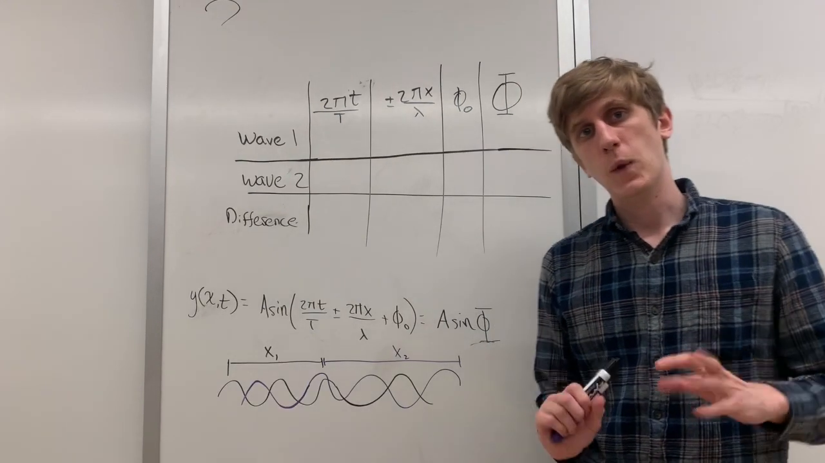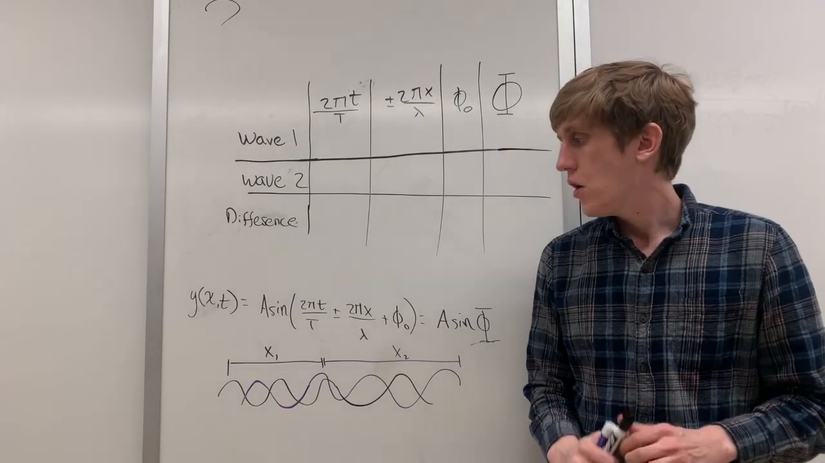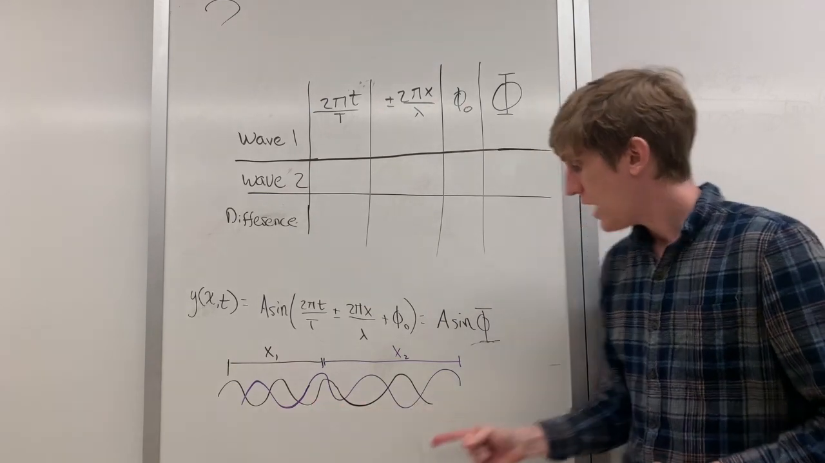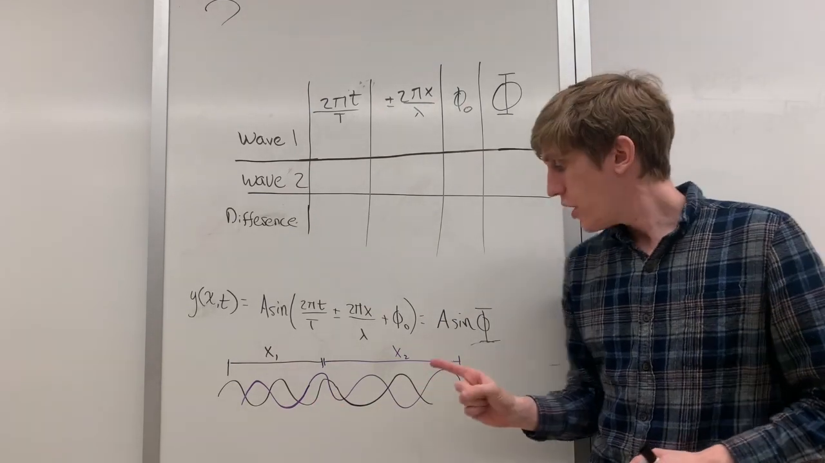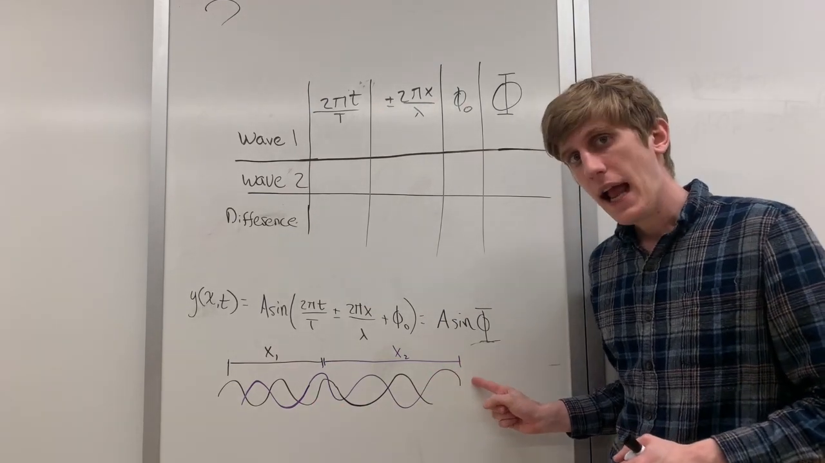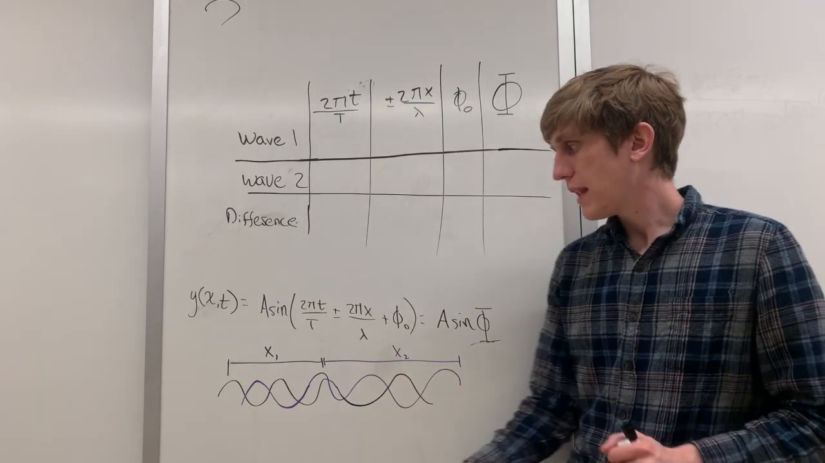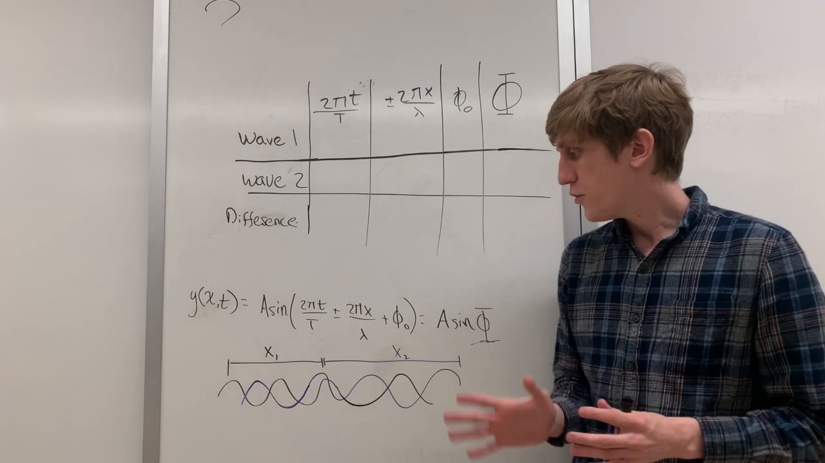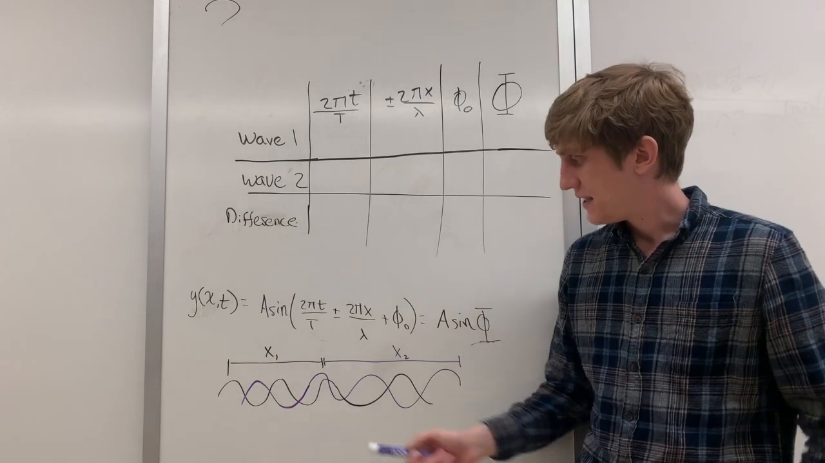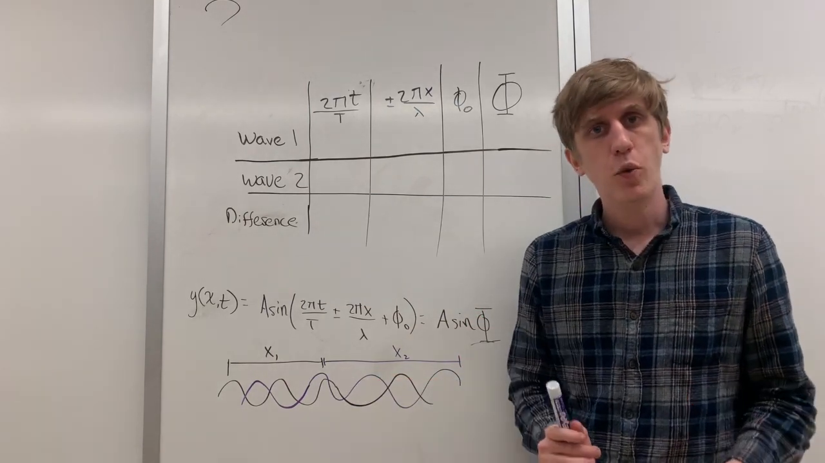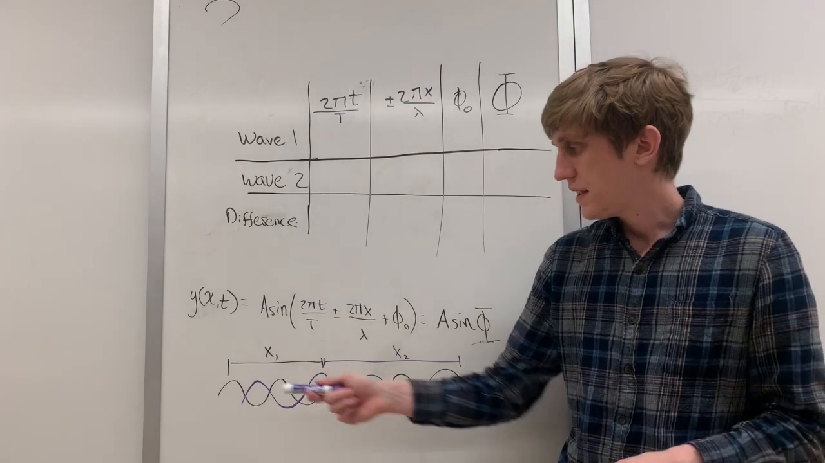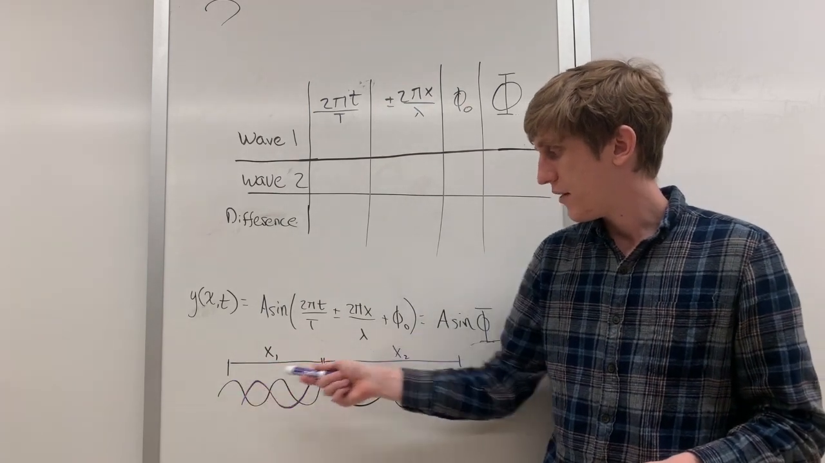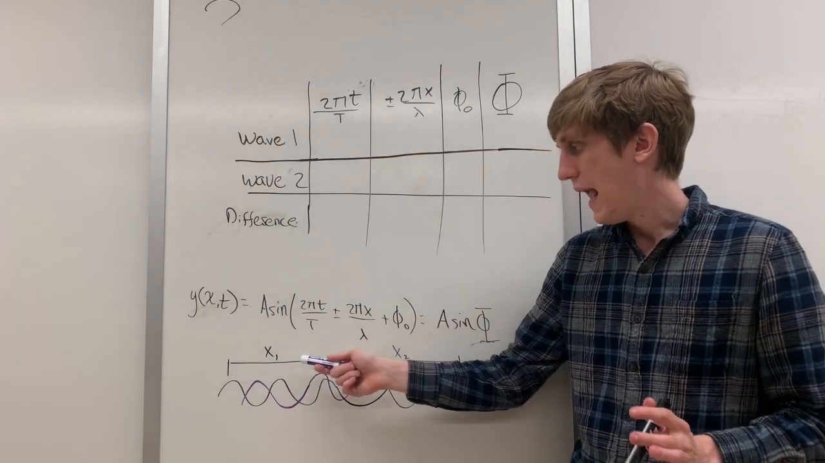Let's do an example like the one in your DL. Suppose we have two waves that are traveling towards each other. The purple wave is starting here and moving to the left, while the black wave is starting here and moving to the right. We're interested in the interference at this point in between them. The distance that the black wave has to travel to get from here to here, we're going to label x1.